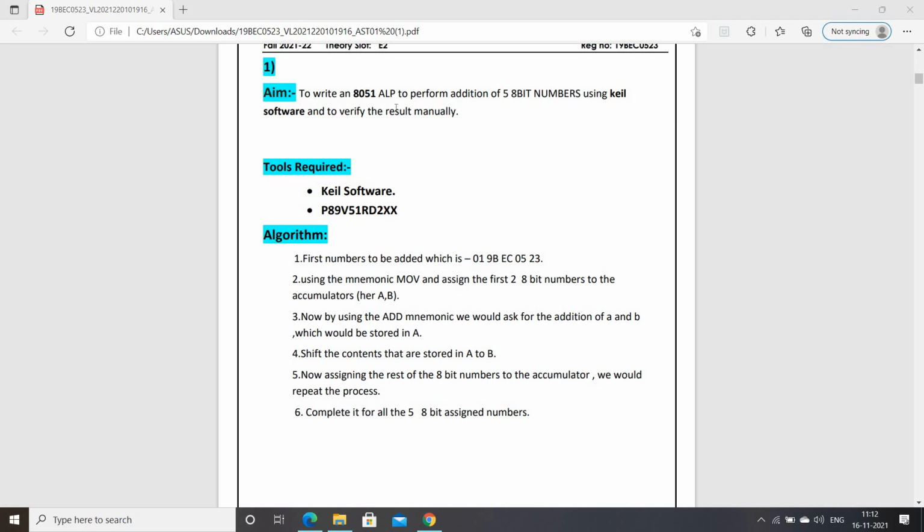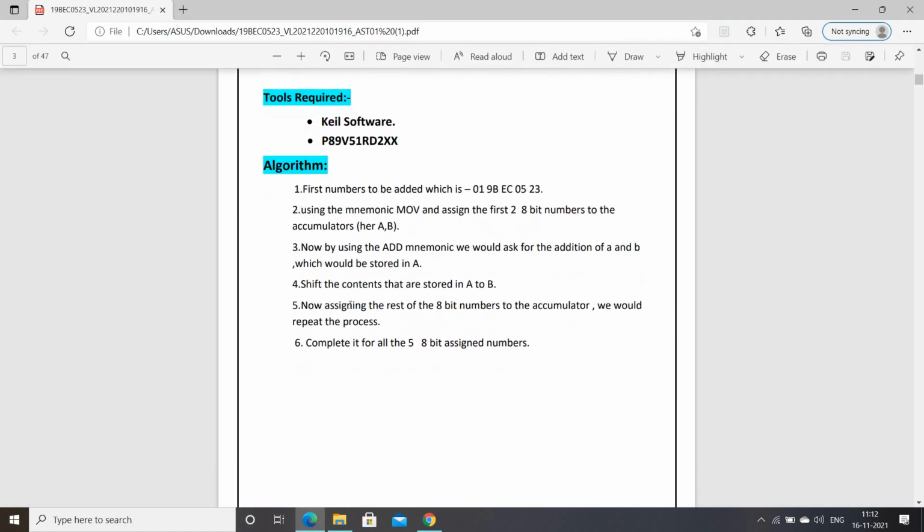Our aim is to write an 8051 ALP to perform addition of 5-bit numbers using Keil software and to verify the result manually. The tools required are firstly Keil software, and the second one is this. So let's see the algorithm.